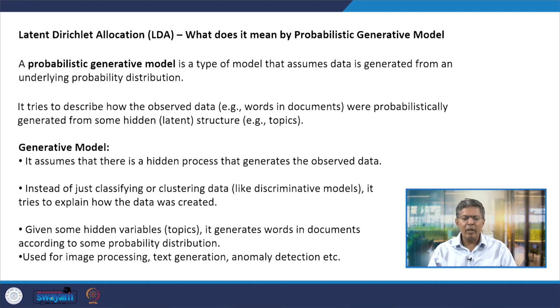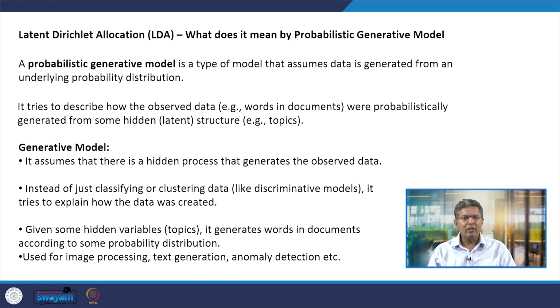What does it mean by probabilistic generative model? That is what I have tried to explain here. A probabilistic generative model is a type of model that assumes data is generated from an underlying probability distribution. It tries to describe how the observed data were probabilistically generated from some hidden structures. Structures are basically the topics. It assumes that there is a hidden process that generates the observed data. Instead of just classifying or clustering the data like in a discriminative model, it tries to explain how the data was created.